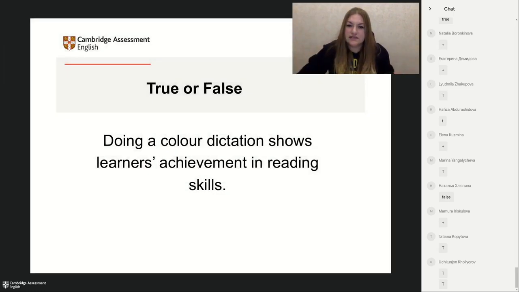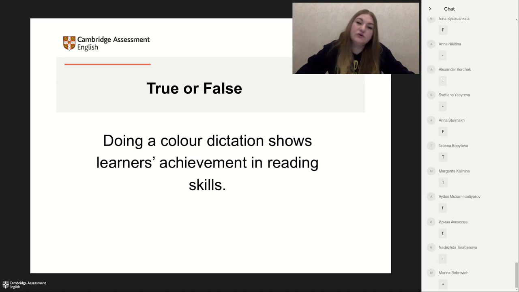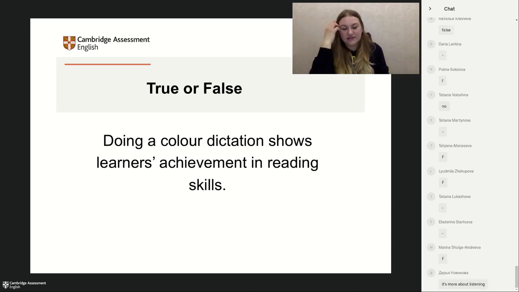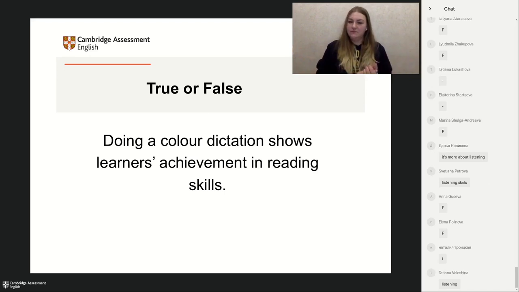Okay, doing a color dictation shows learners' achievement in reading skills. So what do you think? Is this true or false? Reading skills, pay attention. Of course, if the instructions are written, they could be about reading skills, but if you work with young learners, usually they listen and they color. So it's more about listening and recognition of some target language, such as colors or clothes or some objects, toys maybe. So this statement is true because it's more about listening.